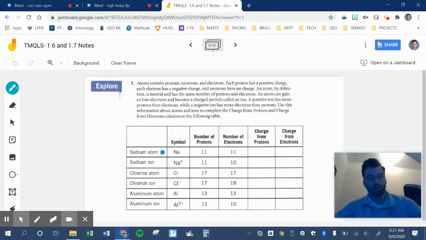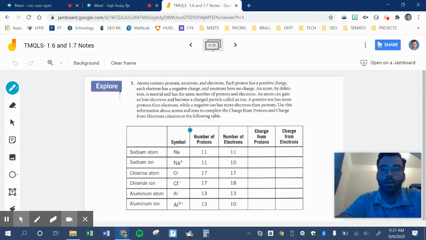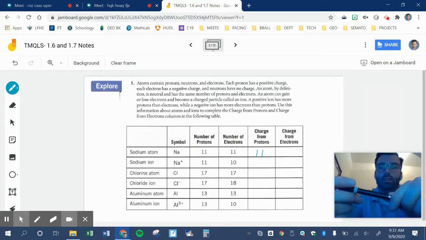So let's talk about the charge from our protons. If I have 11 protons, that means I have 11 as my charge. Now it's a positive 11. I'm not going to write plus 11. My charge for my electrons would be negative 11. Obviously, I have to write the actual negative in there.